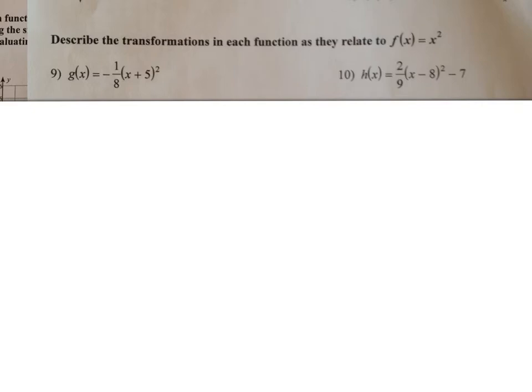All right, next up we have to describe the transformations here. So this minus 8 inside is a shift to the right 8. The inside adding or subtracting is always a shift left or right, and it's kind of the opposite way you would think. This minus 7 out back is a shift down 7.